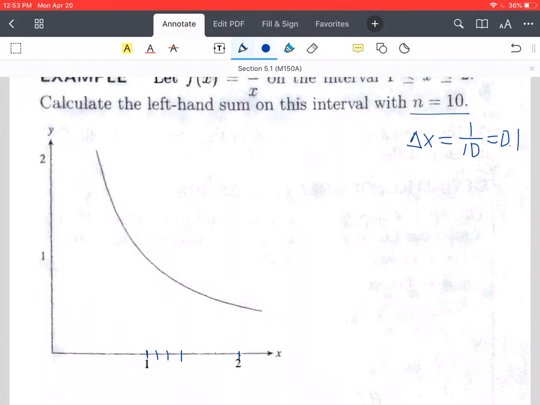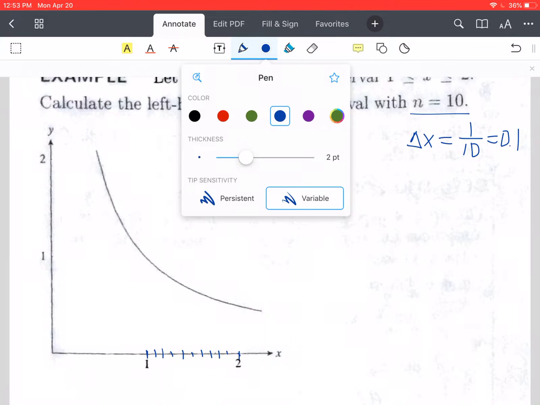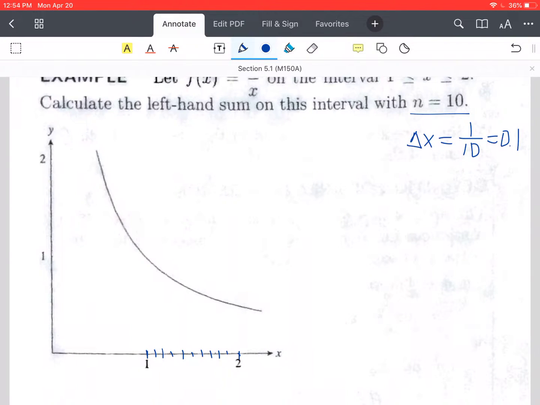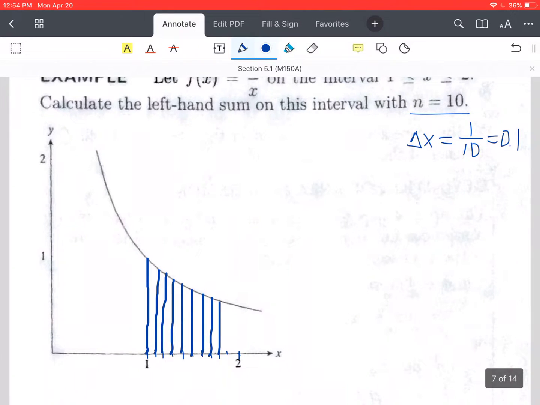So that's 1, 2, 3, 4, and then split that again. This is going to get pretty tiny here. Okay, and we're doing a left-hand sum, so I'm using all my left-hand endpoints to create my rectangles. Theoretically these would all be evenly spaced out. Okay, so just cap off my rectangles here.